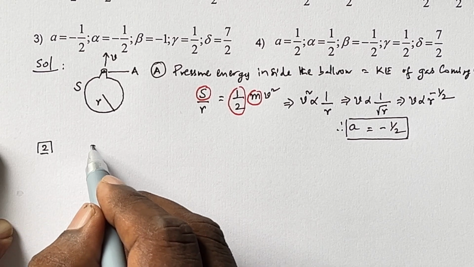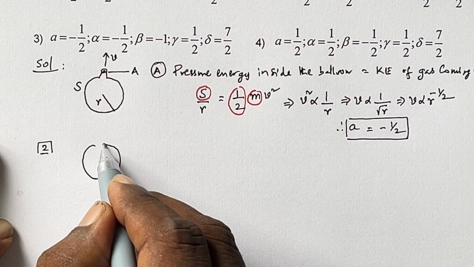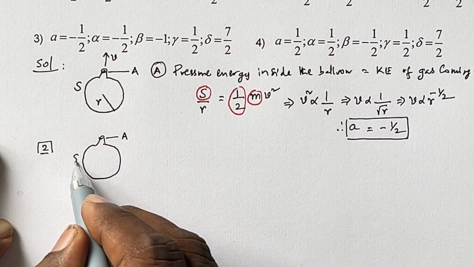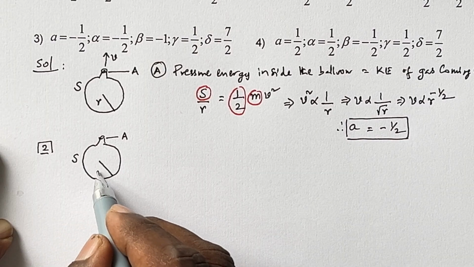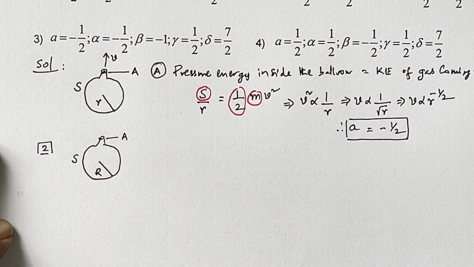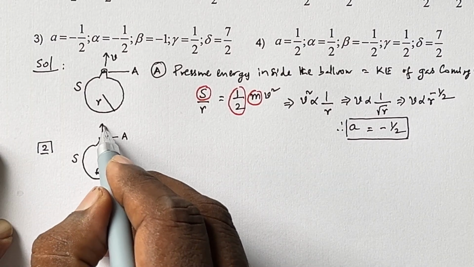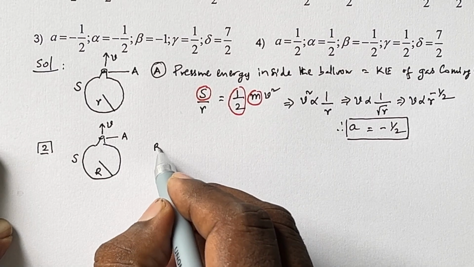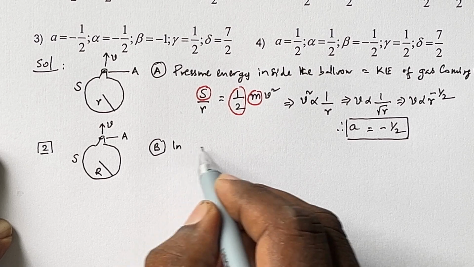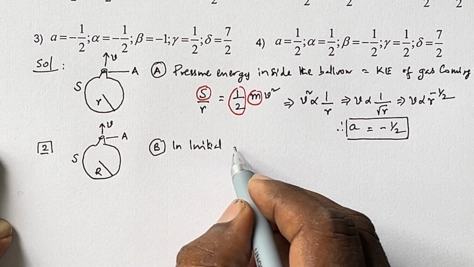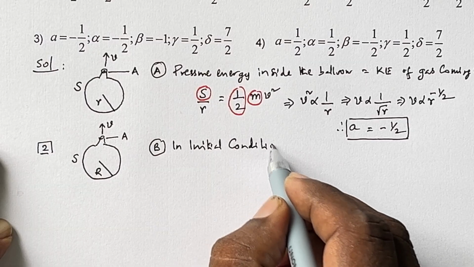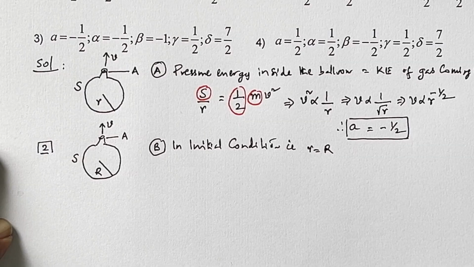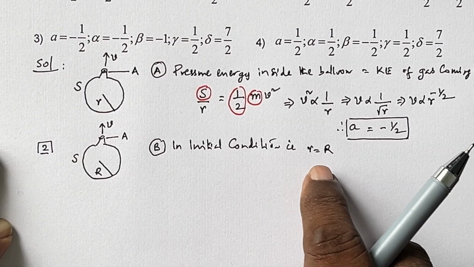See, the balloon is fully filled with air. This is A, surface tension S. The maximum radius of the balloon is capital R. Velocity, the air speed, is V. So I am considering initial conditions. In the initial condition, small r is equal to capital R. Same formula we will use and calculate the velocity value.